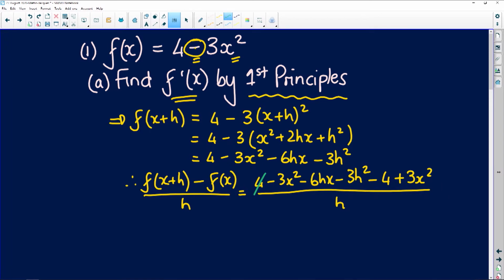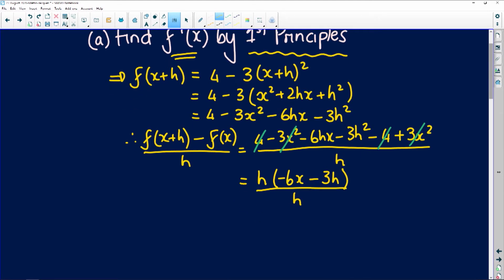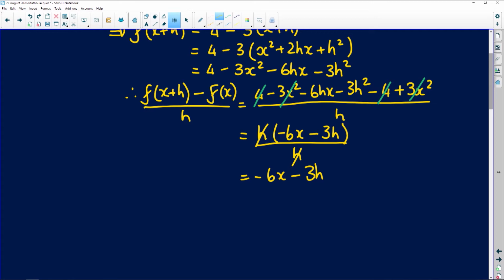Okay, let's see. There's a positive 4 minus 4. Positive 3x squared minus 3x squared. And beautiful, we have an h left in every term that remains at the top. So let's remove the h. We know it's going to cancel with the h that lies waiting in the denominator. So this becomes minus 6x minus 3h. Okay, folks, and what's left after that is for us to just divide this away, and we have minus 6x minus 3h.